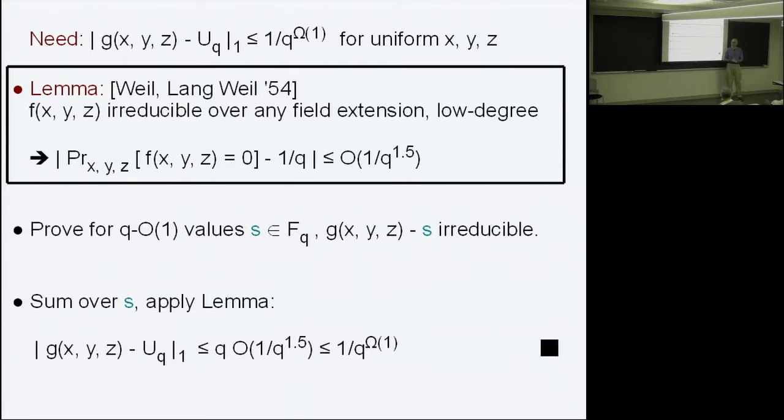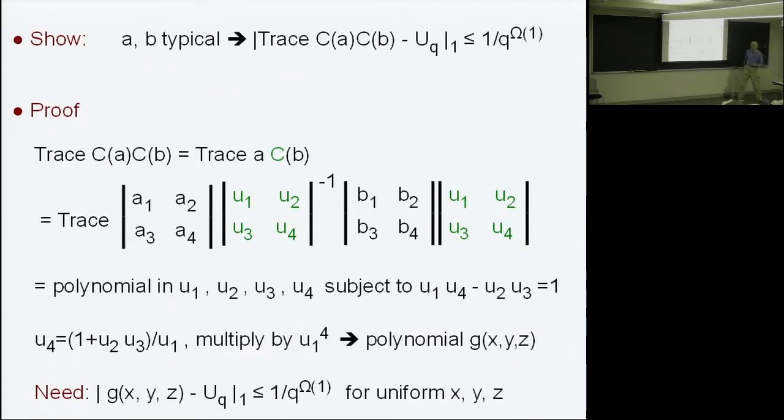And the G is a polynomial with a fixed number of variables, fixed coefficients, and fixed degree. It's a fixed polynomial, but the coefficients of the polynomial depend on these A's and B's. You argue that for typical choices of A's and B's, the coefficients are nice enough that you can apply the Lang-Weil bound. So this stuff for me was very technical, and I cannot tell you how many days I spent actually going through this equation.